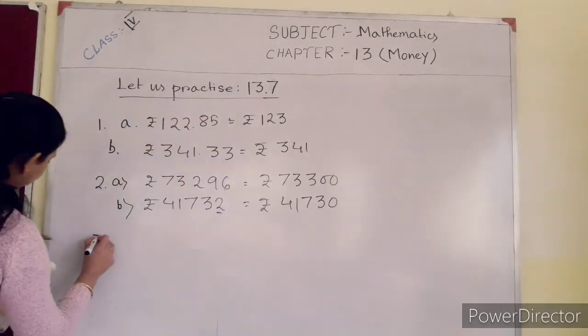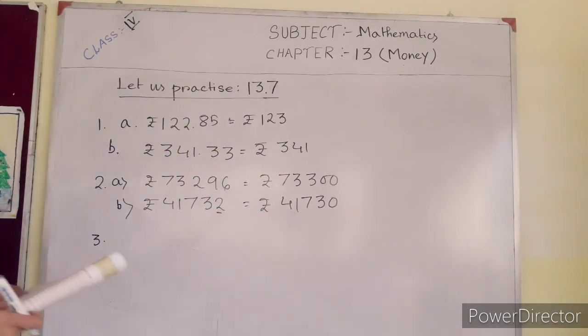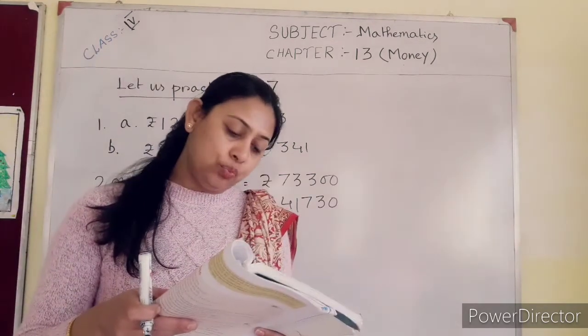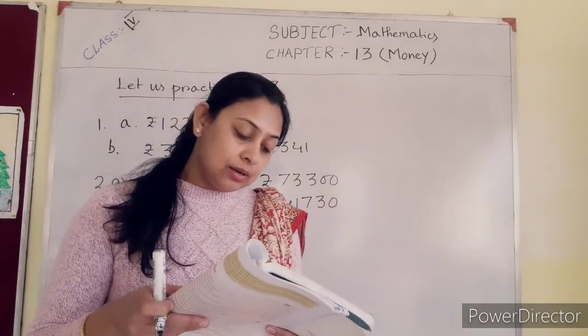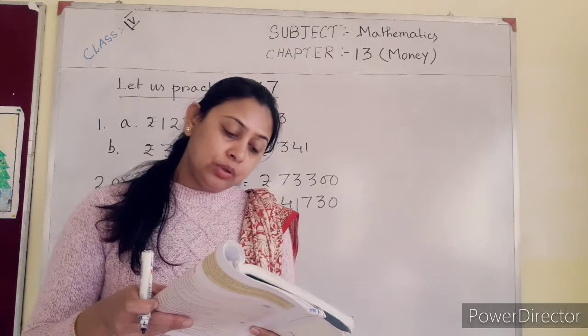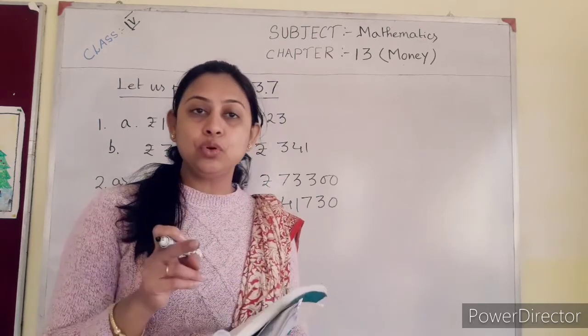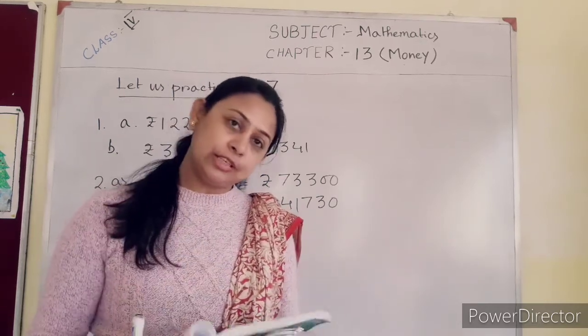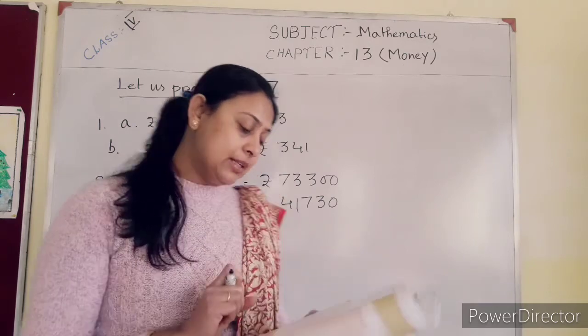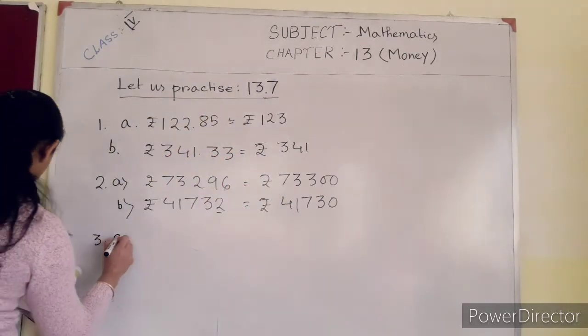Number 3. Round the following to the nearest 100 rupees. To round the number to the nearest 100 rupees, you have to notice which digit is present in 10 place. Now 3A.